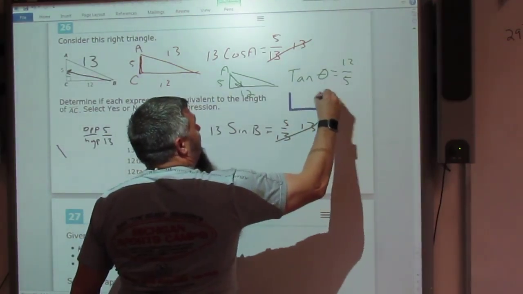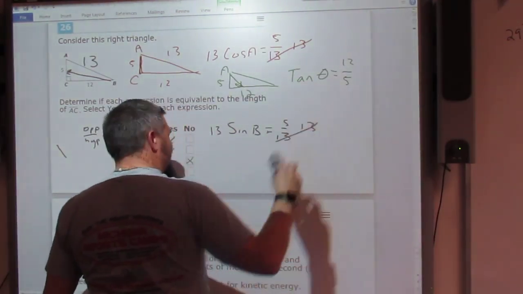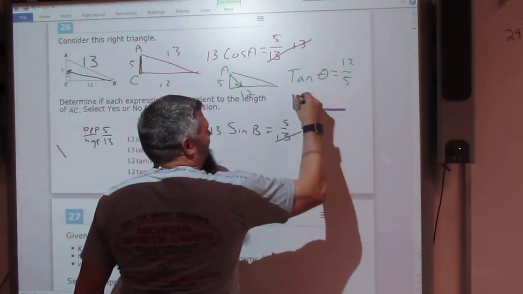The tangent of B. That's a square. Or not, it's a rectangle. That's not a triangle. Thanks for pointing that out.